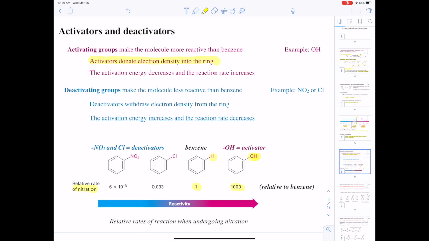Likewise, deactivators withdraw electron density from the ring. So for instance, a chlorine on the ring will make the reaction go more slowly than if it was just hydrogens. Again, these relative rates are for nitration, but no matter what type of substitution you're doing, the chlorine will make the ring react more slowly compared to hydrogen.